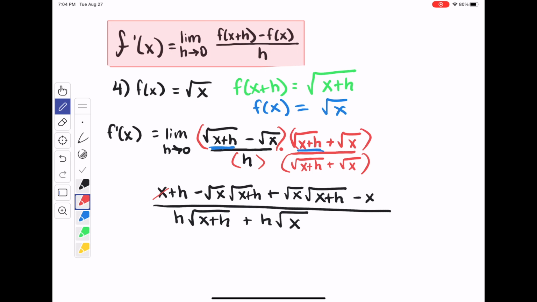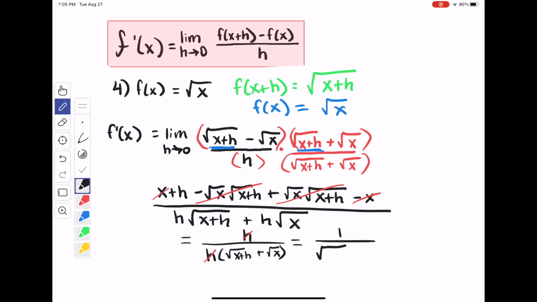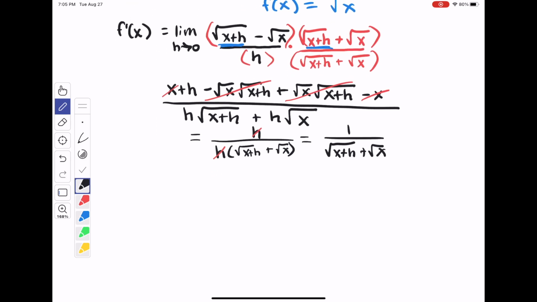So at first glance, we can cancel out an x on the numerator. We can cancel out these two terms. And then down below, we can factor out this h. Which finally leaves us with 1 over root x plus h plus root x.